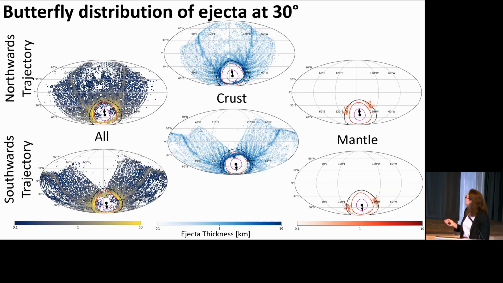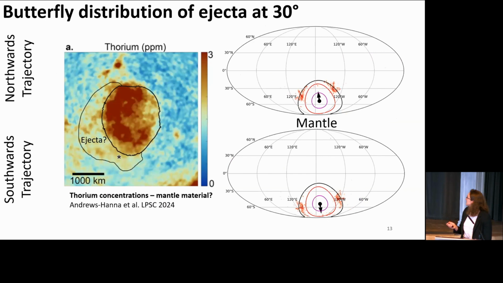And in particular, you can see that for the mantle. For the mantle, it's roughly between 9 and 11 o'clock and 1 and 3 o'clock. And there's no mantle being ejected to the north of the basin or to the south of the basin, which is really interesting when you compare it to proposals that the thorium anomalies that have been observed around the basin might be due to mantle ejecta.